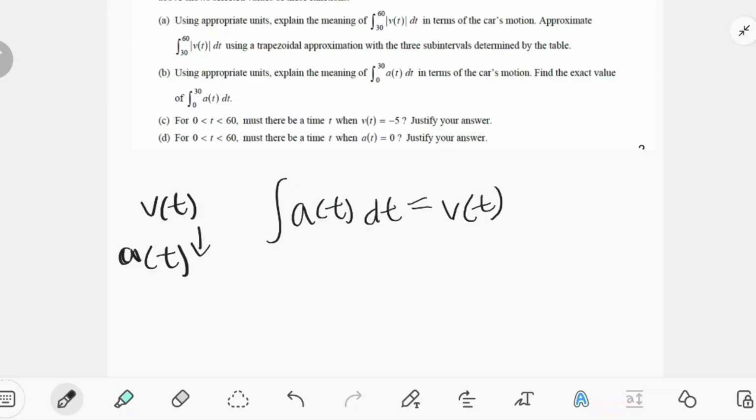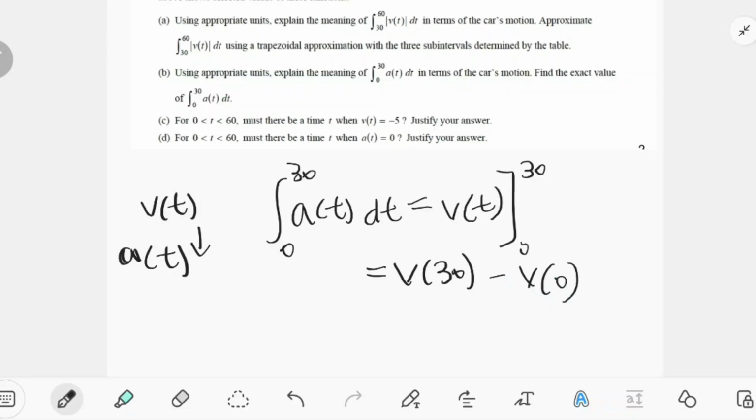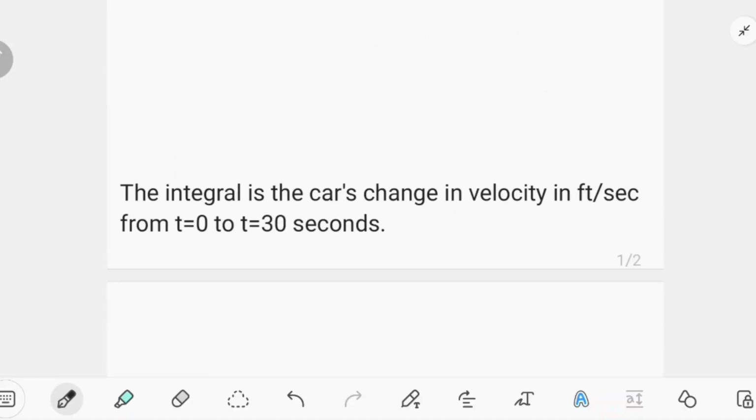We substitute 30 and 0 into v of t respectively and find their difference. That would be v of 30 minus v of 0, which is the change in velocity from t equals 0 to t equals 30 seconds, because we are finding the difference in velocity at t equals 0 and t equals 30. That's the answer to the first half of part B.